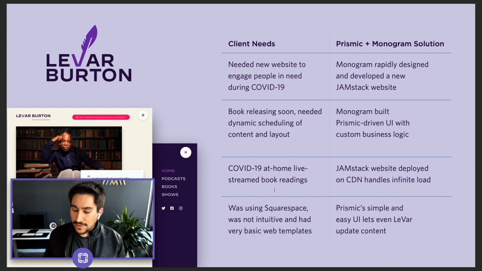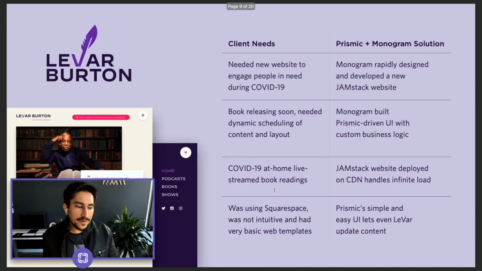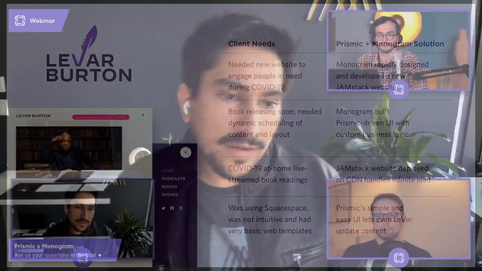So obviously we knew that Prismic was the right solution for this. We built him a Jamstack website. This was actually a Jekyll website as well. And we kind of pioneered this Prismic-driven UI. That's what we call it. And I can talk about that in the coming slides.